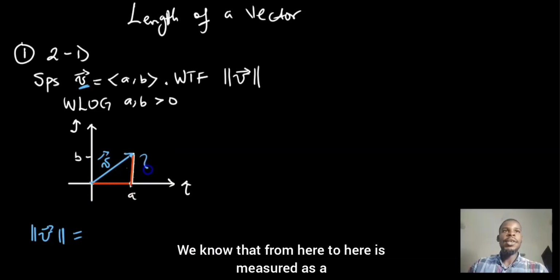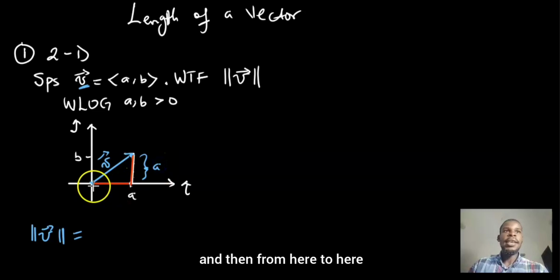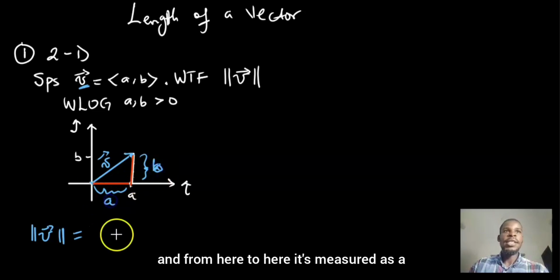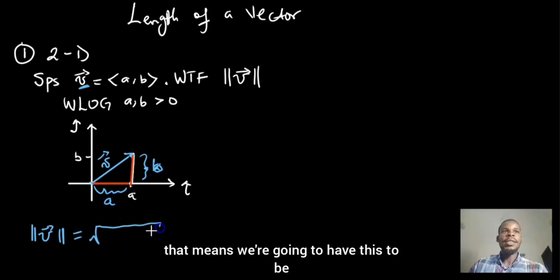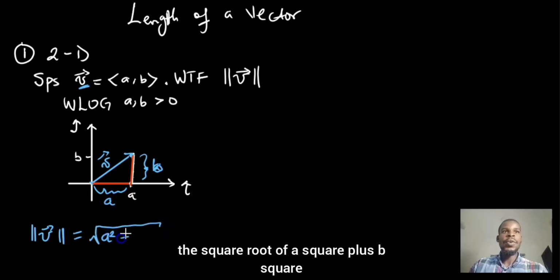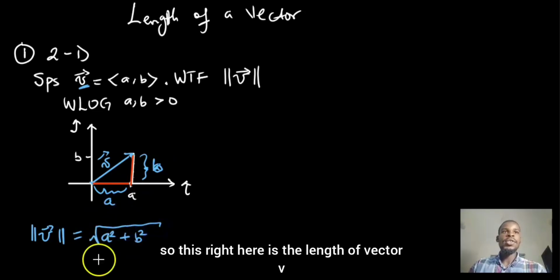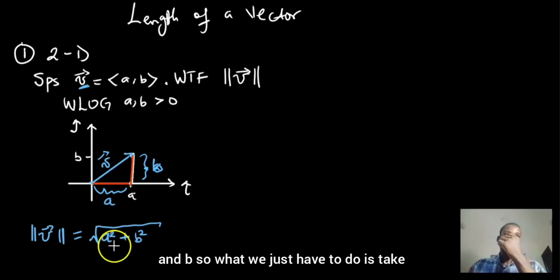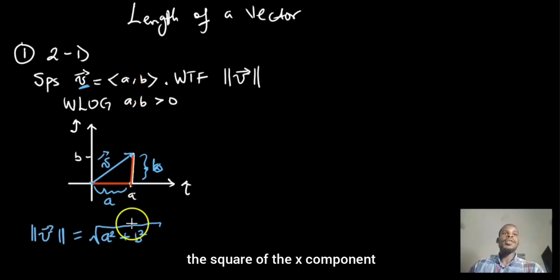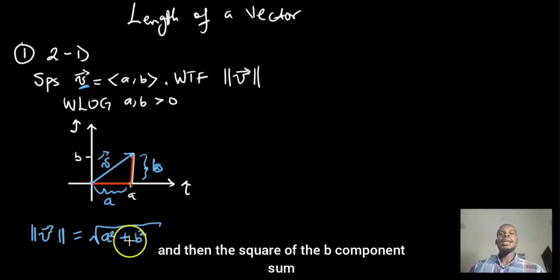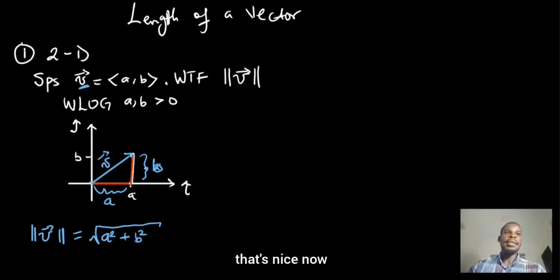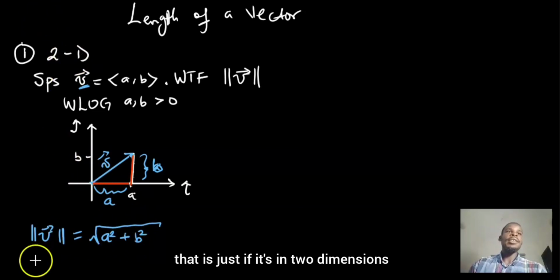We know that from here to here is measured as A, and from here to here is measured as B. That means the length is the square root of A squared plus B squared. So this right here is the length of vector V, where V is given as the vector components A and B. What you just have to do is take the square of the X component and the square of the Y component, sum the squares together, and then take the square root of the result. That is if it is in 2 dimensions.